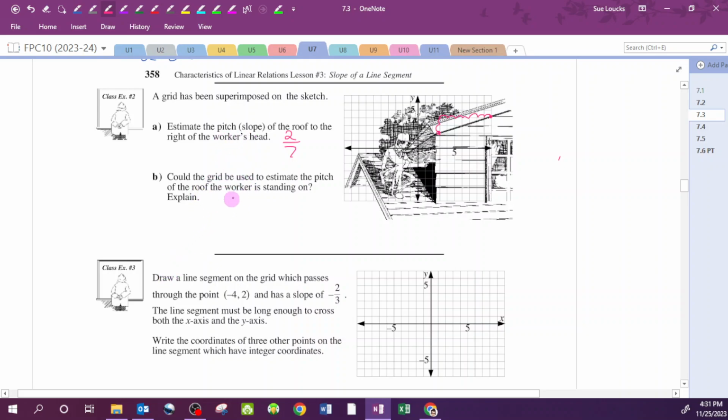Could this grid be used to estimate the pitch of the roof the worker's standing on? This one here. No, it's not. It's not in the plane of the grid. If you stood over here instead and you were looking that way, you'd have a very different view. So it's the wrong perspective, or not in plane of the grid. The 3D thing doesn't work.